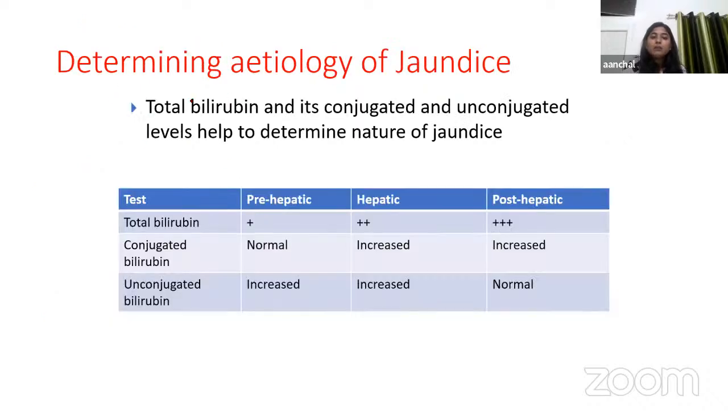So talking about the total bilirubin, conjugated bilirubin, and unconjugated bilirubin, we have already discussed that. For prehepatic, the total will be mildly increased, the conjugated will be normal, and the unconjugated will be increased. For hepatic, all will be increased, and for post-hepatic, total and conjugated will be increased, and the unconjugated will be normal.